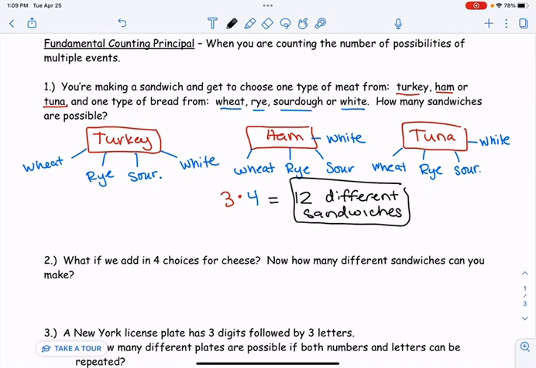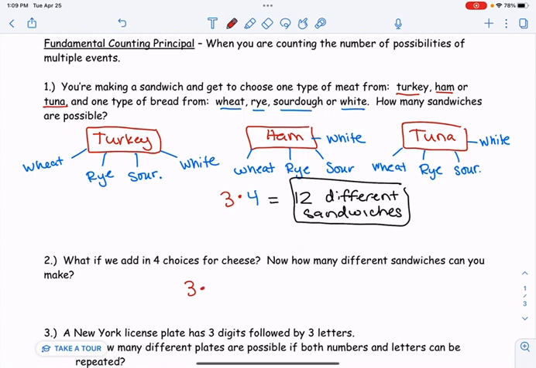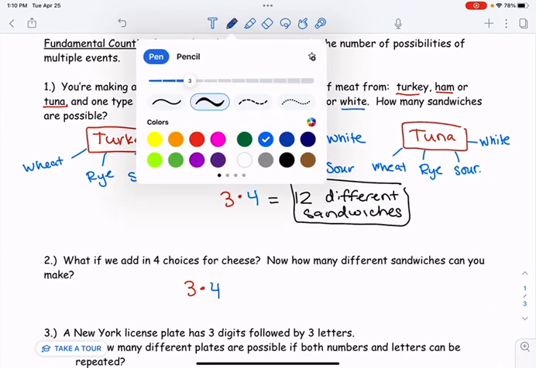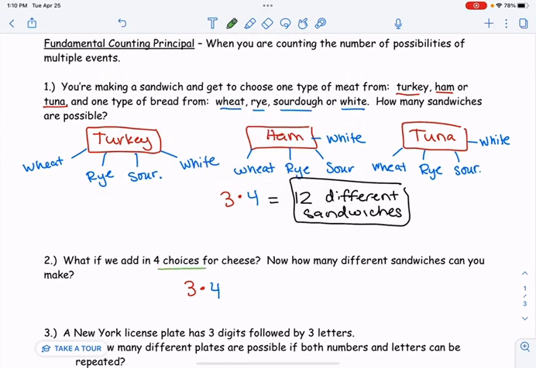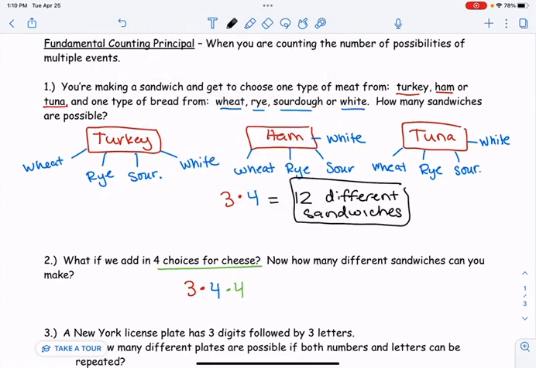So now looking at number 2, it says, what if we add in 4 choices of cheese? How many sandwiches can we make? So we still have our 3 choices for meat times our 4 choices for bread. And now we're going to also add in there 4 choices of cheese, so times 4. And 3 times 4 times 4 is now going to give me a total of 48 sandwiches. We can use this counting principle in multiple different ways.